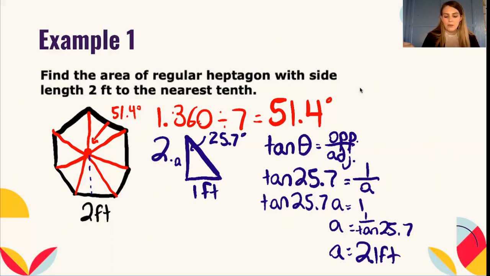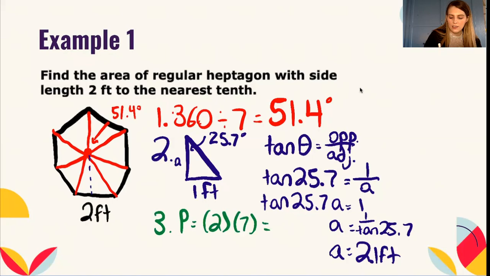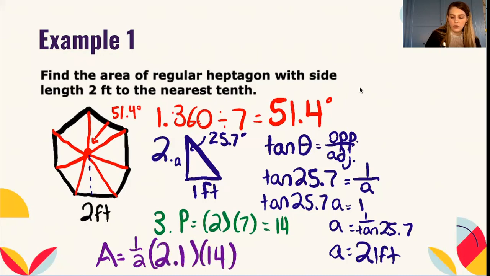Now I'm going to plug it into my formula. Or wait, before I do that, I have to solve for perimeter. So perimeter, I'm going to take my side and multiply it times my number of sides. And I get 14. So finally, to solve for the area is 1/2 apothem, which is 2.1, times perimeter, which is 14. And I get 14.7 feet squared.